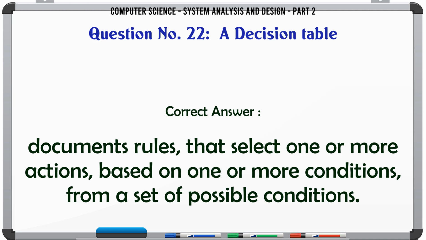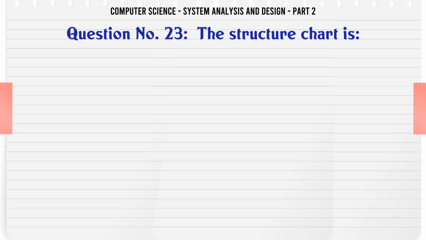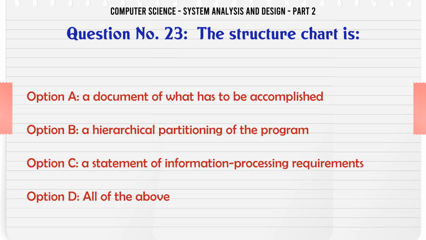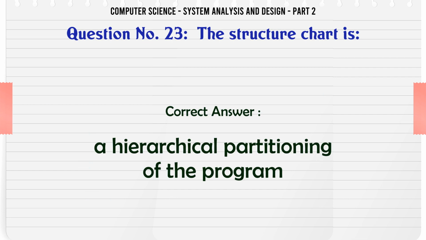set of possible conditions. The structure chart is A. A document of what has to be accomplished. B. A hierarchical partitioning of the program. C. A statement of information processing requirements. D. All of the above. The correct answer is a hierarchical partitioning of the program.